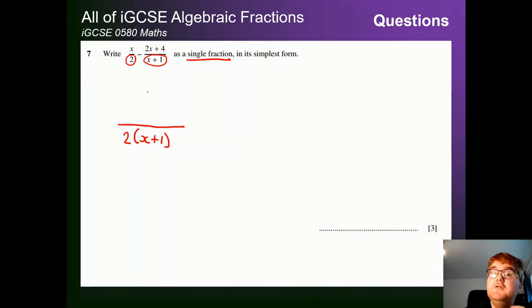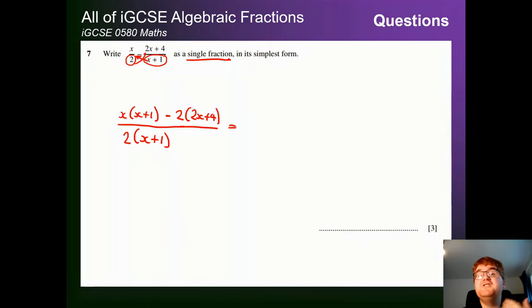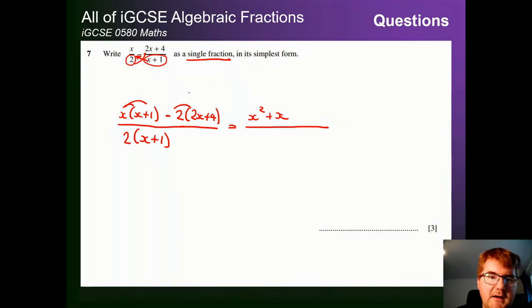And now we work out the numerator by cross multiplying. So we have x times x plus 1, 2 times minus 2x plus 4. So we get x brackets x plus 1. Okay, minus, so we have to be careful, minus 2 lots 2x plus 4. And now it's a case of just simplifying through here. So x times x is x squared. 1 times x is just x. Minus 2 times 2x is minus 4x. Minus 2 times plus 4 is minus 8. Bottom staying the same here.